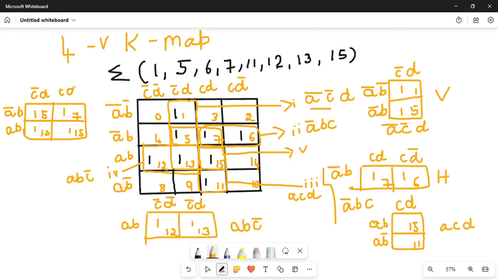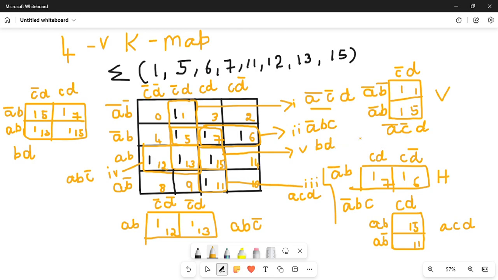If you consider this, take common from A bar B and AB, and B is common. And if you consider C bar D and CD, you can take D as common, so it is BD. So directly for the fifth one you can write BD.